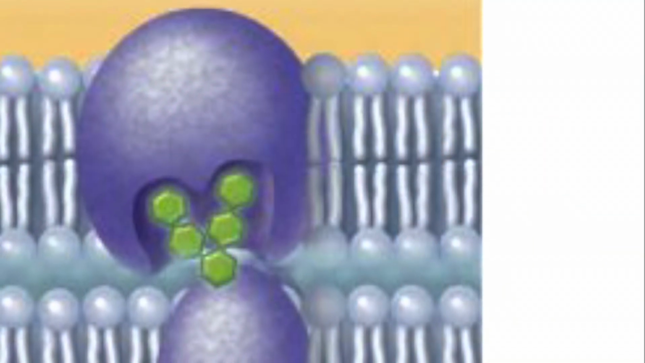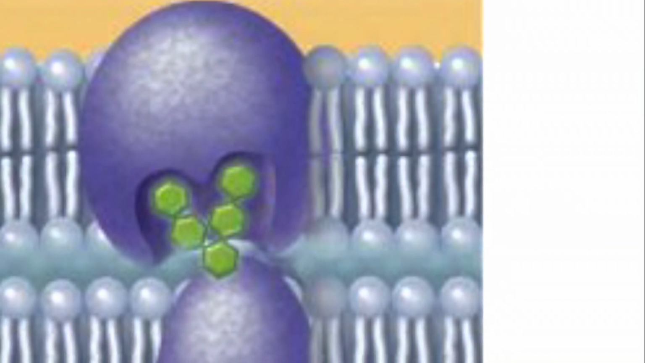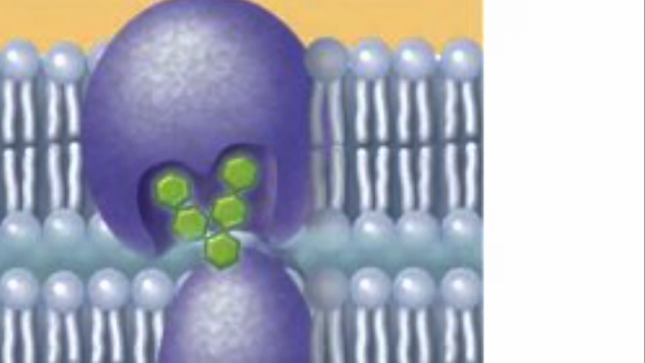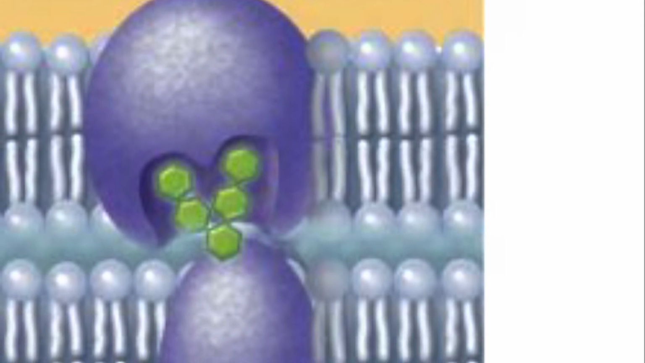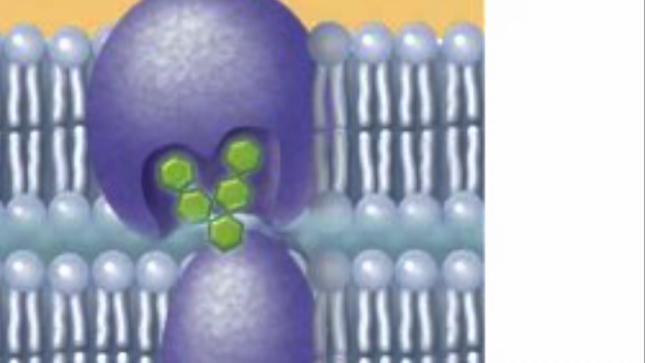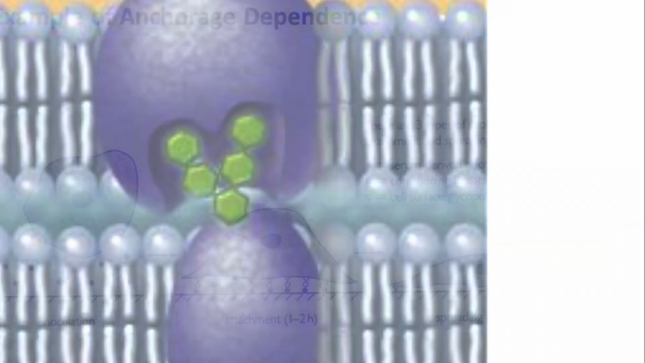Cell recognition is a cell's ability to distinguish one type of neighboring cell from another. Carbohydrates form specialized sites on the cell surface which allow cells to recognize each other and the immune system to differentiate between self and non-self cells.